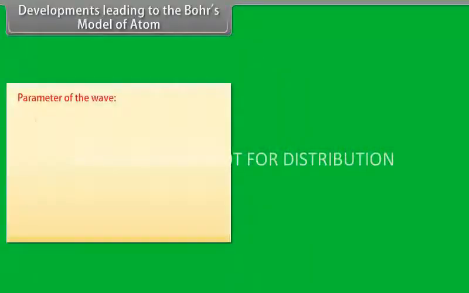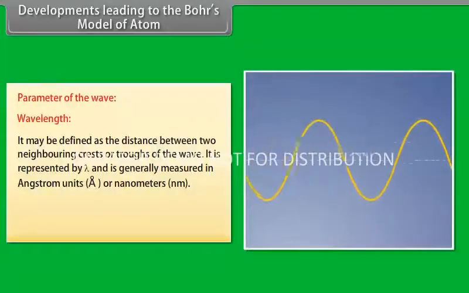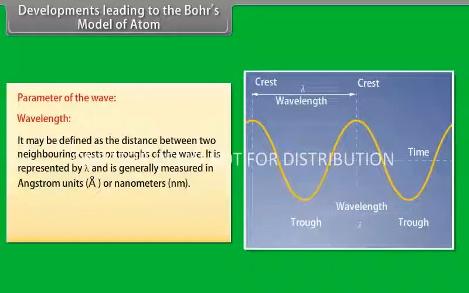Parameter of the wave: wavelength. It may be defined as the distance between two neighboring crests or troughs of the wave. It is represented by lambda and is generally measured in angstrom units or nanometers. 1 angstrom is equal to 10 raised to the power minus 10 meter. 1 nanometer is equal to 10 raised to the power minus 9 meter.